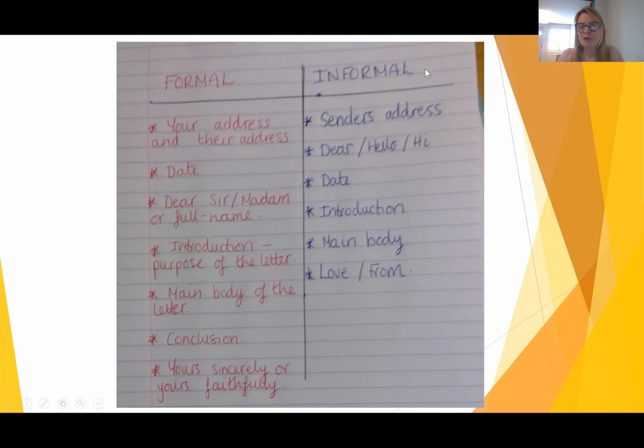Now let's look at the informal side. That just has one address. It has the sender's address, so whoever's written the letter. It starts off with dear, hello, or hi. It does have a date and an introduction, and has a main body. But it signs off with love or from. So that's a bit of a reminder of what we have learnt so far about formal and informal letters. You're going to need this for today's lesson, so make sure you've got your bubble maps from previous learning, or perhaps you might just want to use a copy of this, which you can find on our class page if you need it.